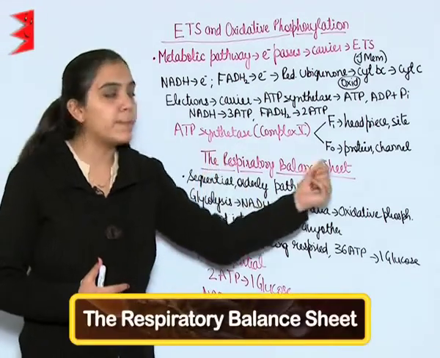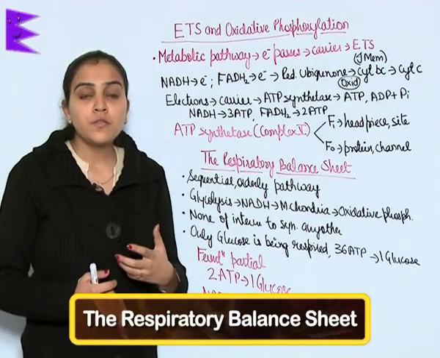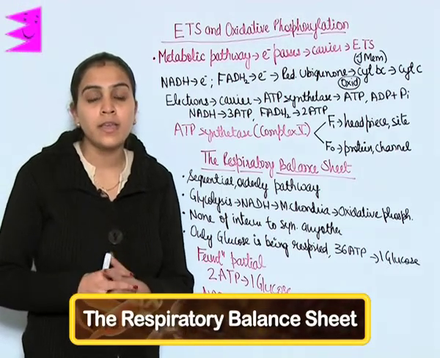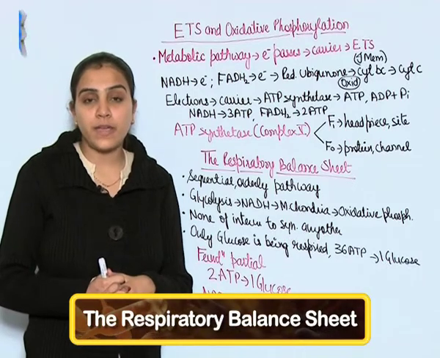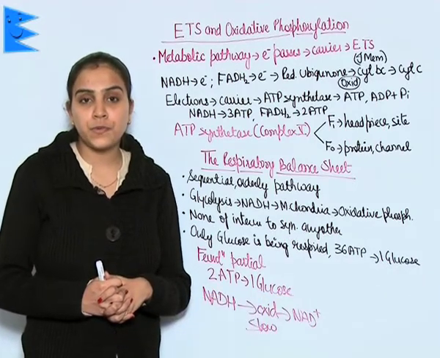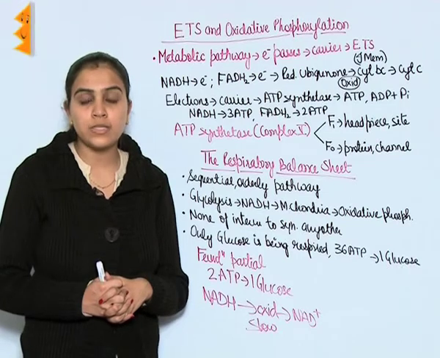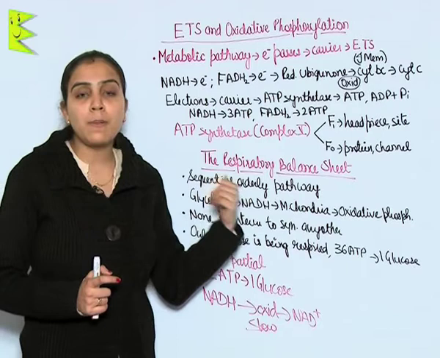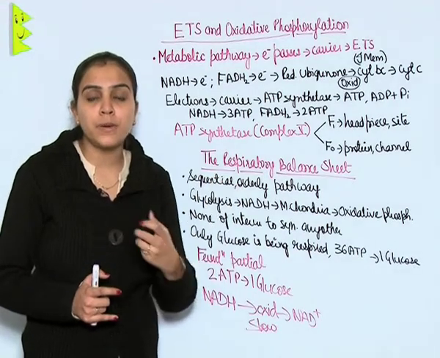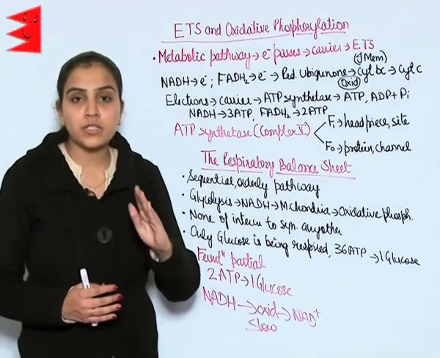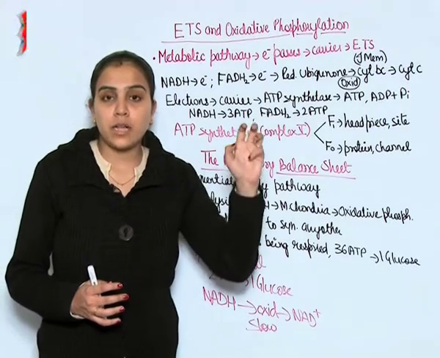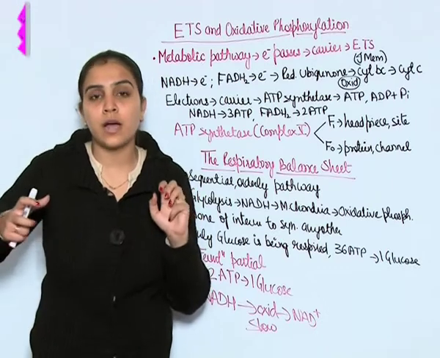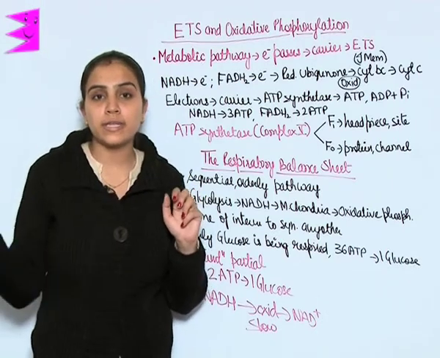The respiratory balance sheet. We make several assumptions to calculate how many molecules of ATP are generated from one molecule of glucose. The assumptions we make are that all the pathways occur in a proper sequence and function in an orderly manner, that is, the end product of a process goes as substrate to the other process in one sequence only.